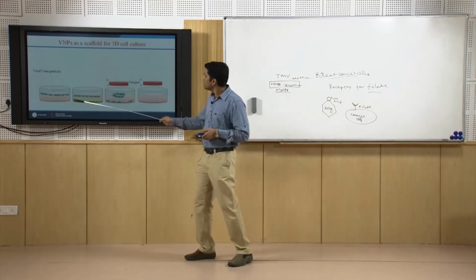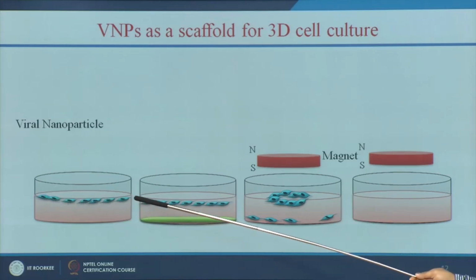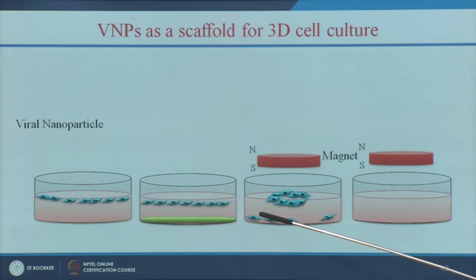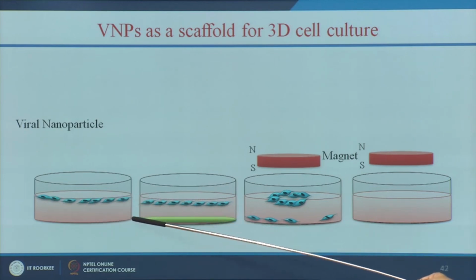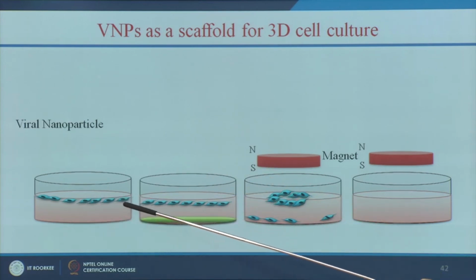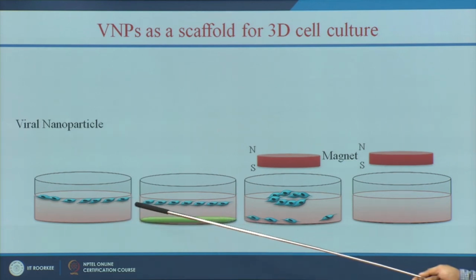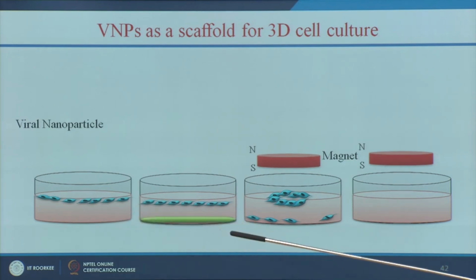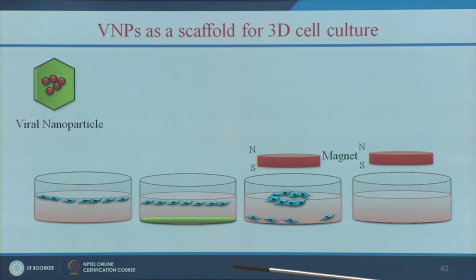Usually in the lab we grow mammalian cells or cancer cells in 2-dimensional petri dishes. These cells attach to the bottom of the petri plates and grow nicely. But when you look inside our body, all the organs are 3-dimensional. So when you have a 3-dimensional cell culture, we can study the efficiency of drugs and correlate with the animal model studies. So we can use a viral nanoparticle for making the 3D cell culture.